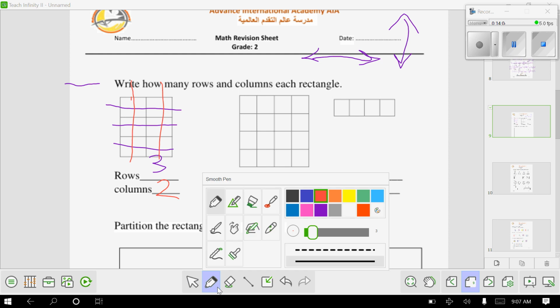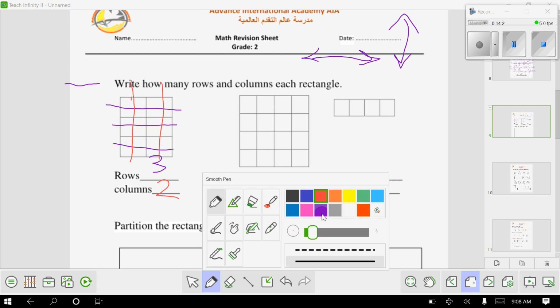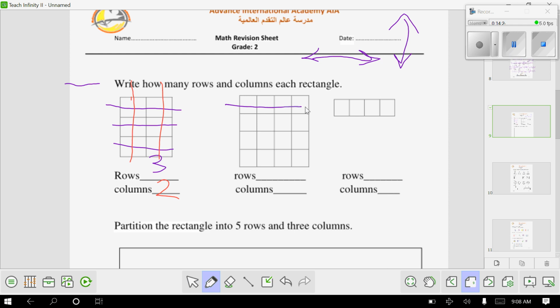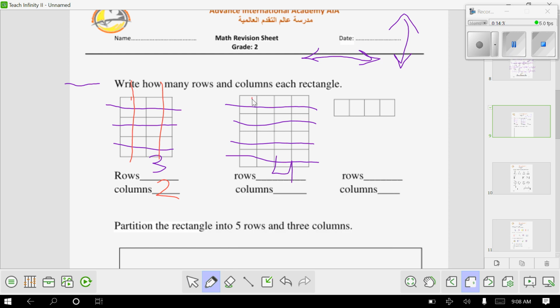Let's count the second one. 4 rows side to side. So let's change the color. Here is the first row, the second row, the third row, and the fourth row. So here I have 4 rows. Let's see what about the columns. I have from up to down, 1, 2, 3, 4.